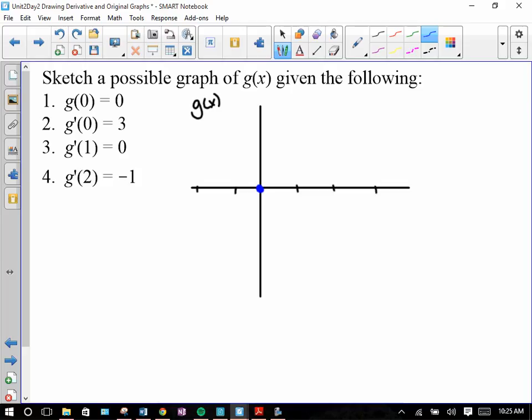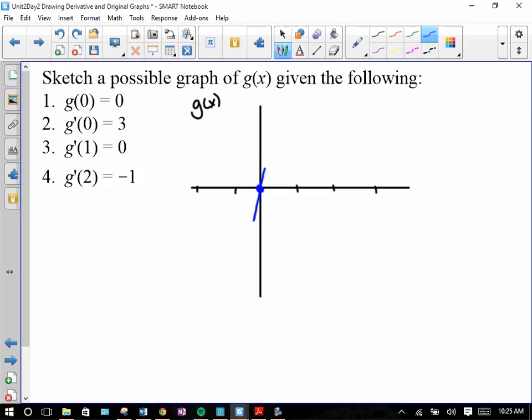Now we're going to look at the rest of these things. It says g prime of 0, g prime of 1, g prime of 2. It's saying the first derivative at this point is equal to this. The first derivative at a point gives us the slope. It's also a sketch of a possible graph, so there's more than one answer. At x equals 0, the slope is equal to 3. So that's a pretty steep slope right there.